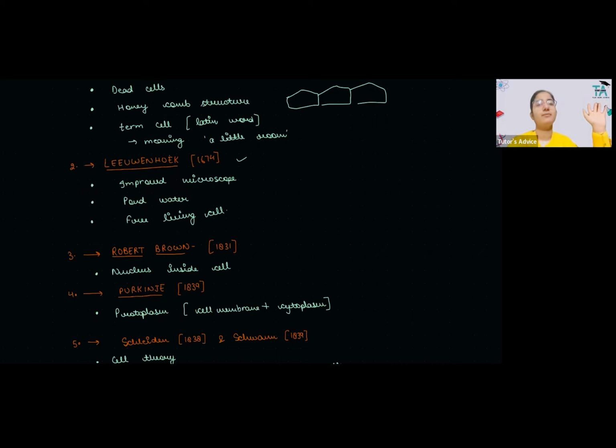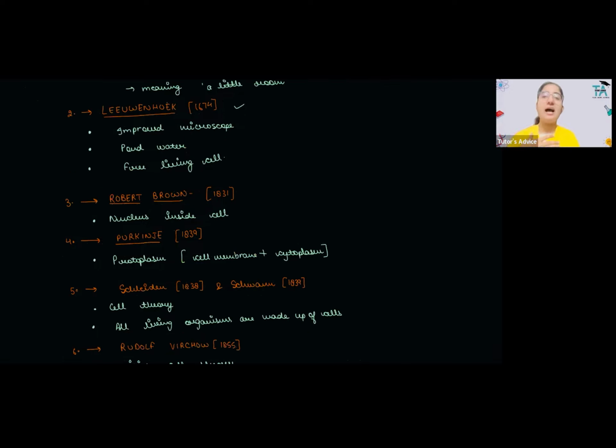Now, coming to the third person, Robert Brown. This is very, very important. Please understand this. I myself, when I was in school, made this mistake. In one of my exams, I wrote that Robert Brown discovered the cell. These names are very similar. We have Robert Hooke and then we have Robert Brown. Robert Hooke discovered the cell. Remember this.